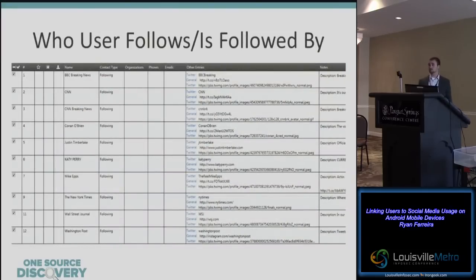Who the user follows or who they're followed by. You can see here, this is just a database from Twitter. You get their Twitter handle, you get the type. In this case, all these people are someone who I'm following. You get their URL, and there's even a nice little link out to their profile page as well.